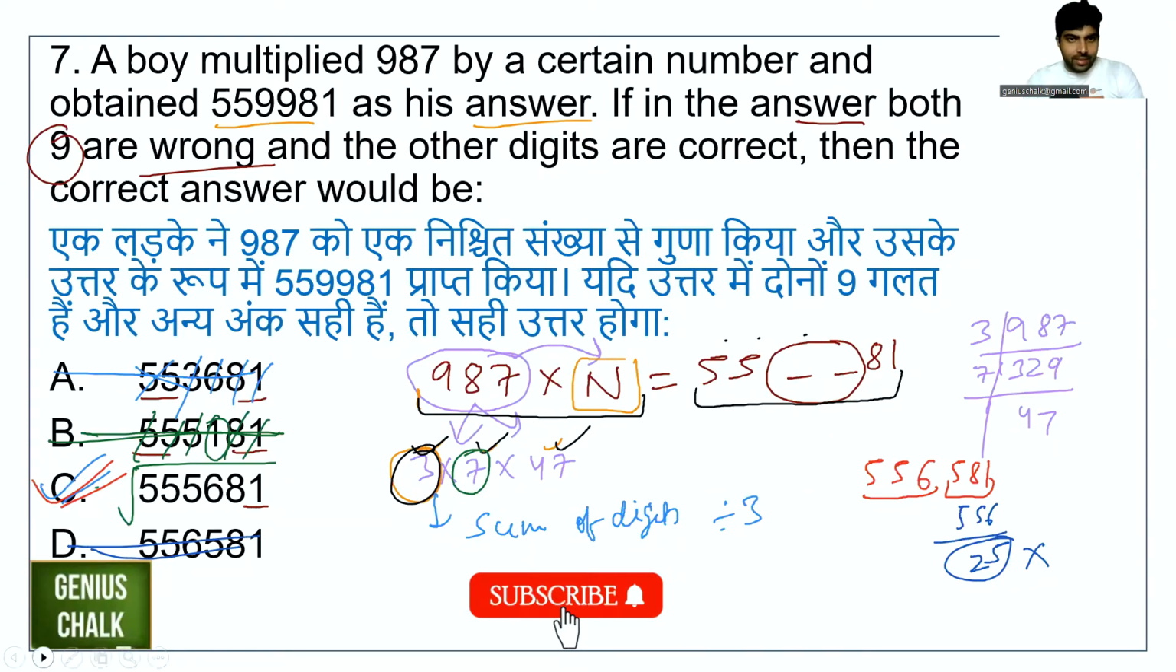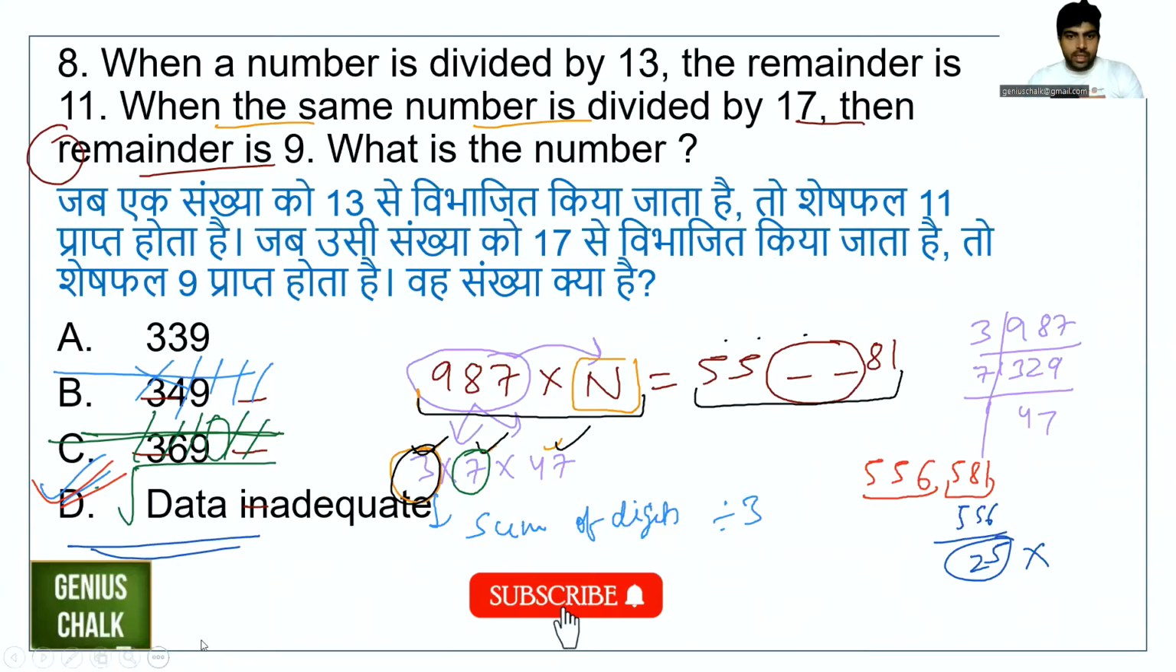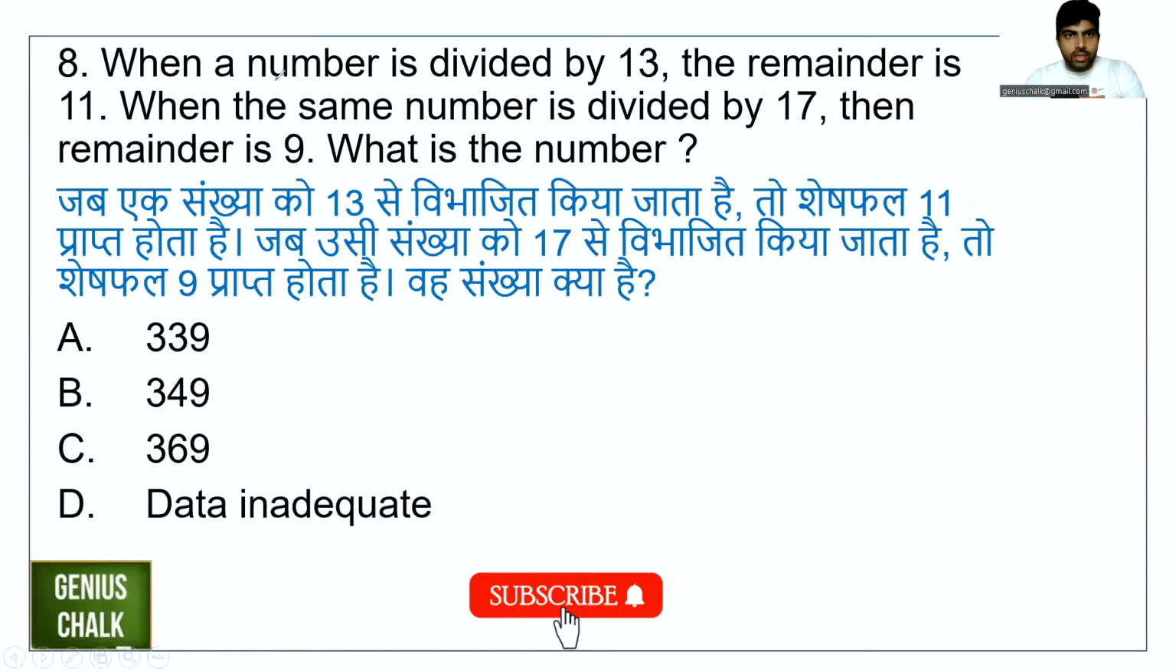All right, next. Question number 8. We have, when a number is divided by 13, the remainder is this.